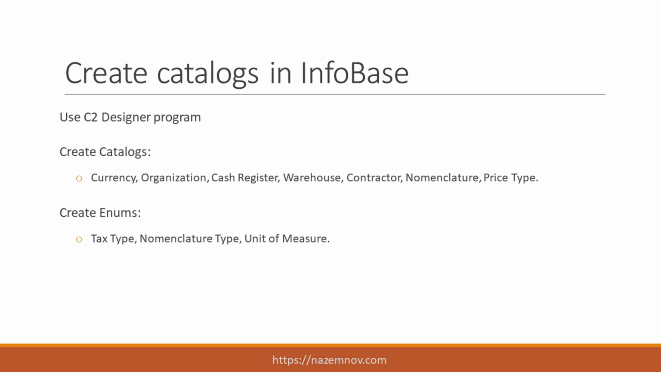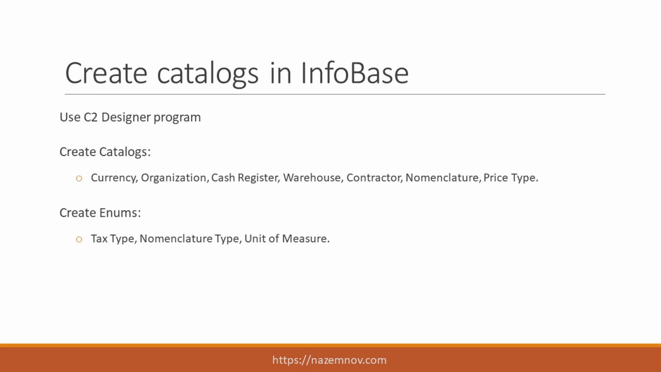Let's add the catalogs to the configuration information base. Currency. Organizations own legal entities from which operations are performed. Cash registrars. The catalog is subordinated to the organization catalog. Warehouses for the production of material assets, goods, for example, a retail warehouse, a wholesale warehouse, a scrap warehouse, etc. Contractors are suppliers and buyers. Nomenclature: goods and services. Price type: the types of prices for which the selling price is set.